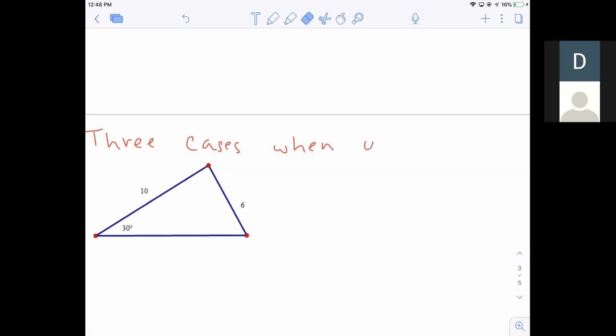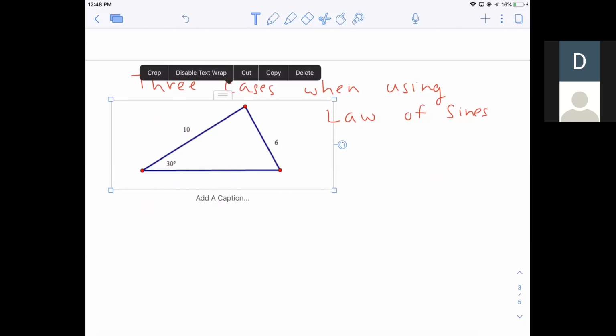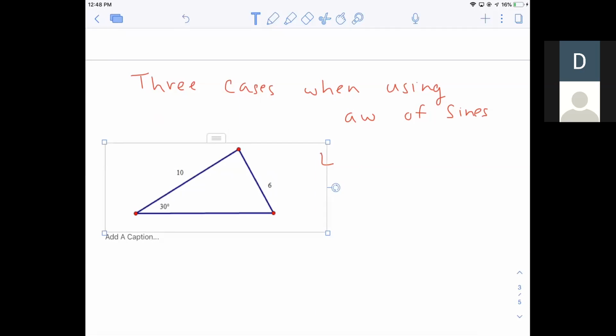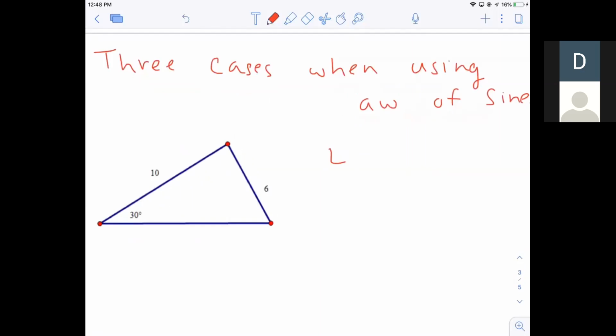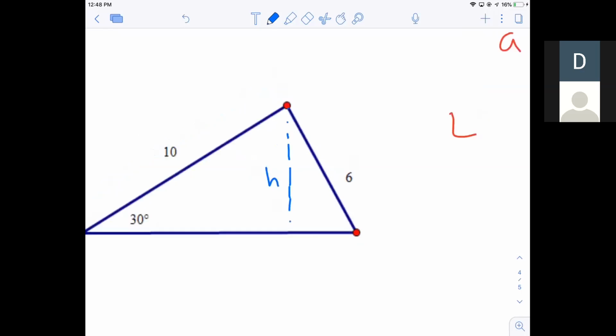When using the law of sines. All right, so what I'm going to do to figure out the 3 cases is draw in the altitude, or the height, in this triangle, because it all depends on this height. And I'm going to call that h.